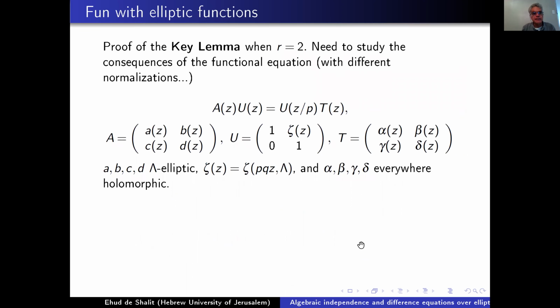So I don't know, I have 2 more slides that I called fun with elliptic functions, just showing you what goes into the proof of the key lemma when R equals 2. So the question is whether I have time for it.